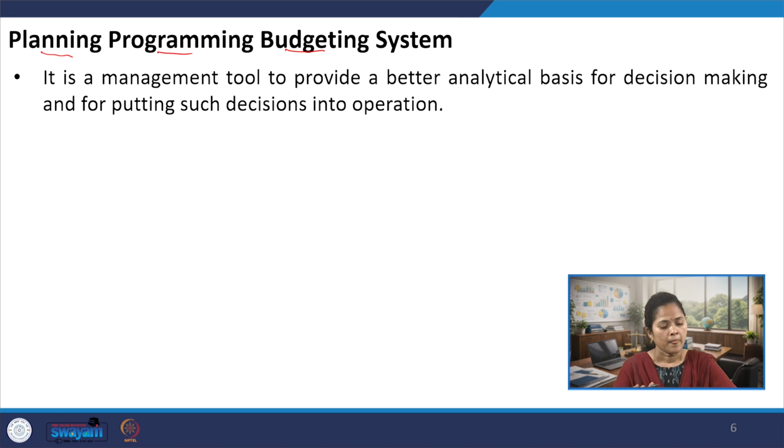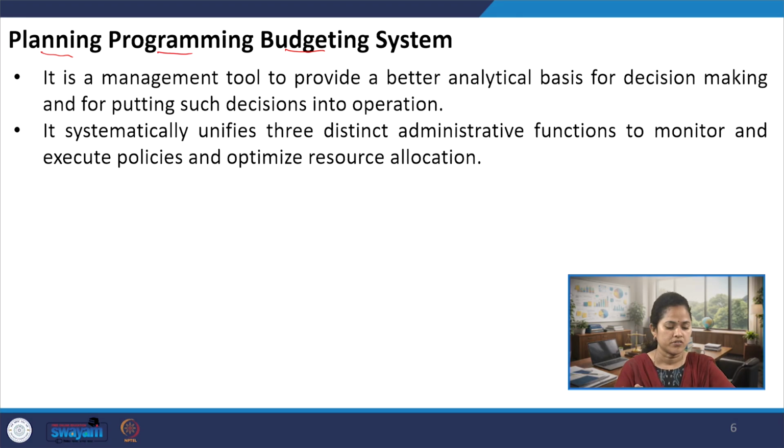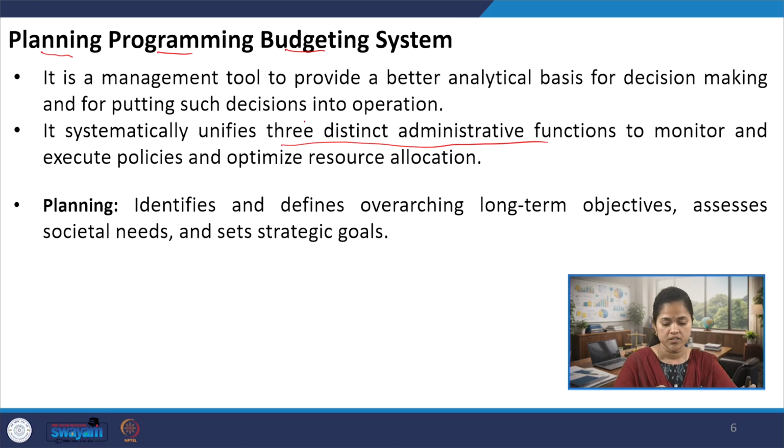Again, this planning, programming and budgeting system is a management tool, as I told you, a managerial approach, which can provide a better analytical basis for decision making and also for taking decisions into operations. And this system takes care of 3 distinct administrative functions to monitor and execute the policies, and also tries to optimize the resource allocation. These 3 distinct administrative functions are planning, programming and budgeting.